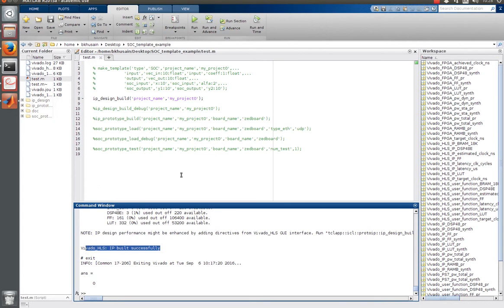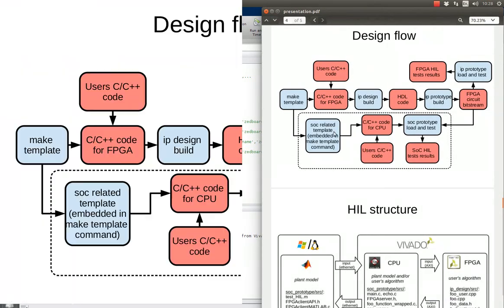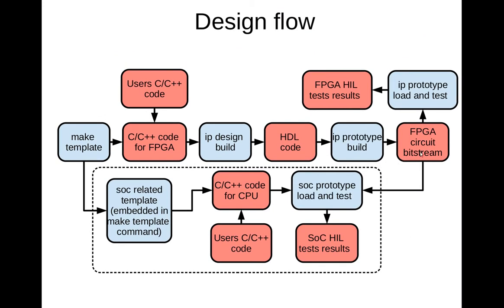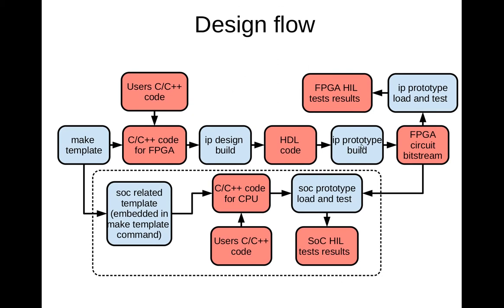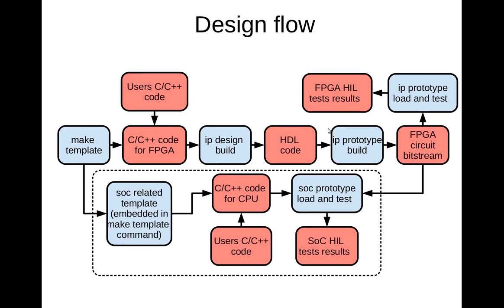And the next stage of the design flow, let's come back to the diagram. The next step of the design flow will be converting this hardware description language code into FPGA circuit bitstream that can be uploaded on the actual hardware. Okay, as we see, we do this conversion by calling IP prototype build command.